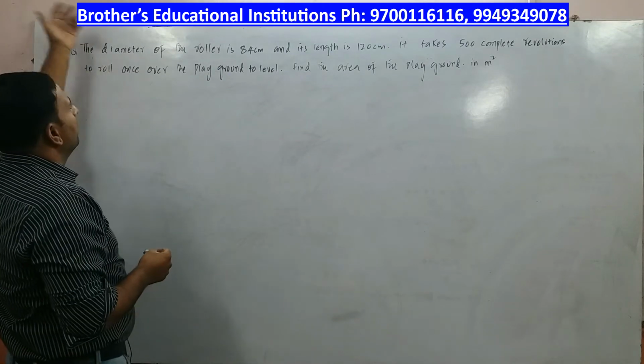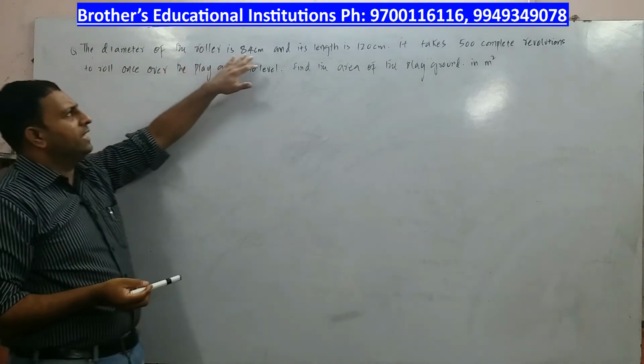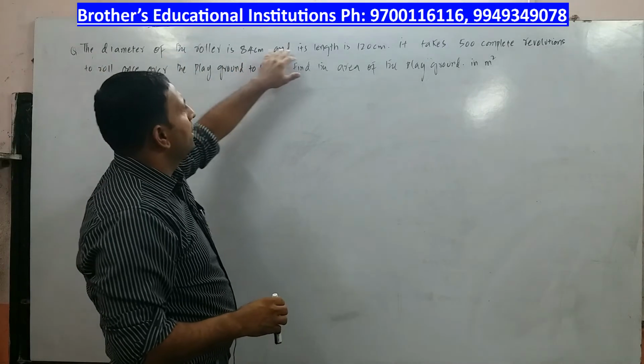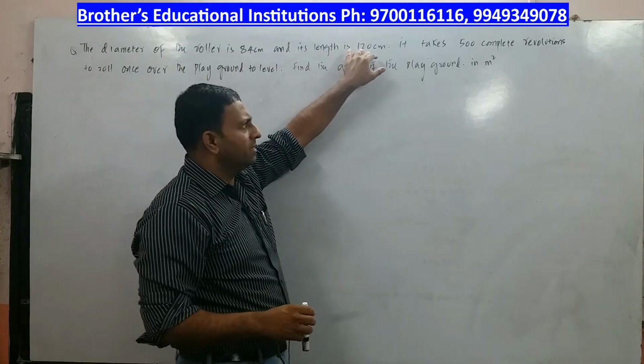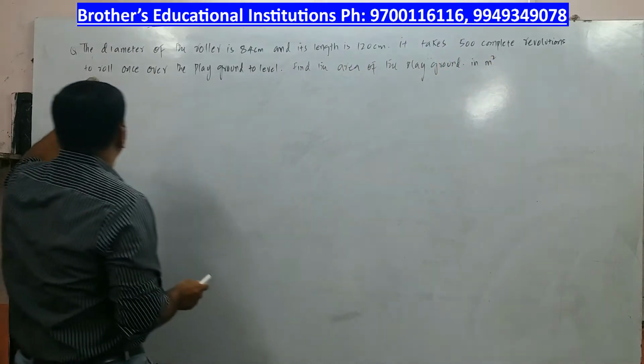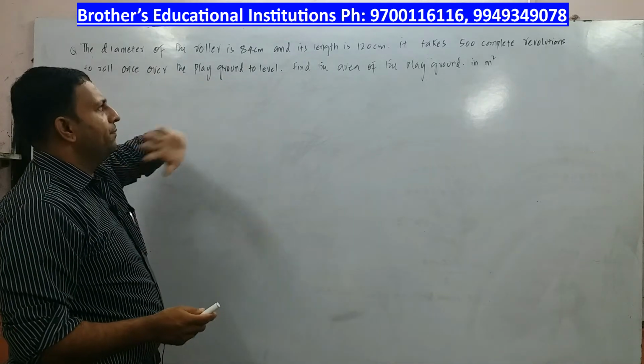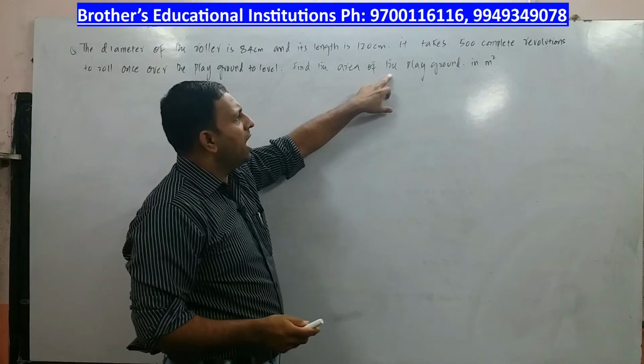Okay children, we have the next question in front of you. The diameter of the roller is 84 centimeters and its length is 120 centimeters. It takes 500 complete revolutions to roll once over the playground to level it. Find the area of the playground.